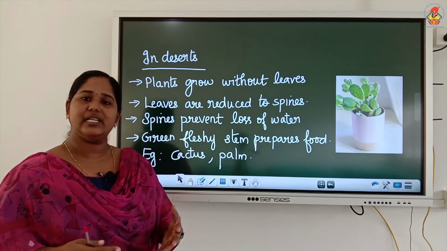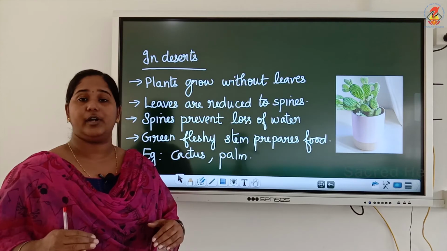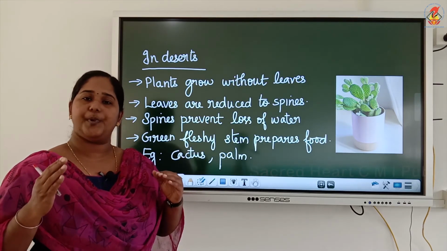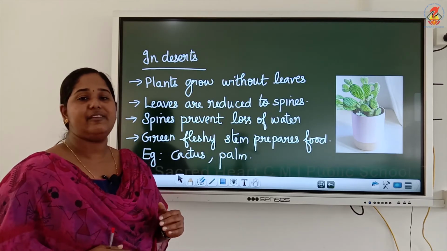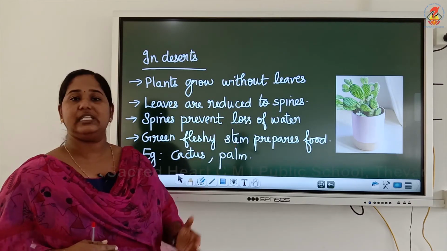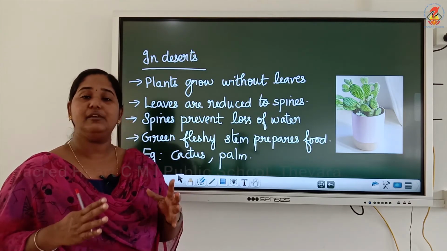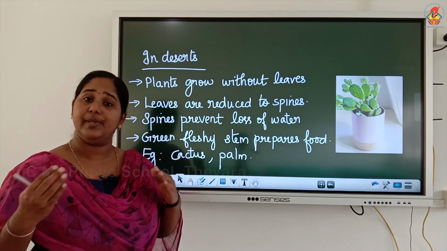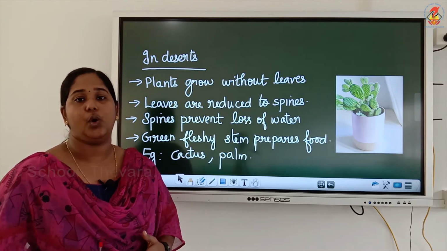So, in desert regions, if the leaves allow water to evaporate, there will not be enough water for the plant and the plant will die out. So, this process of transpiration is prevented by reducing the leaves into spines. It is clearly seen in the picture. Instead, they are provided with a green fleshy stem. As the green fleshy stem is present, there will be chlorophyll in the stem, and in the stem the food is prepared for the whole plant.